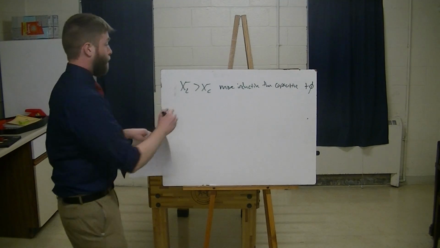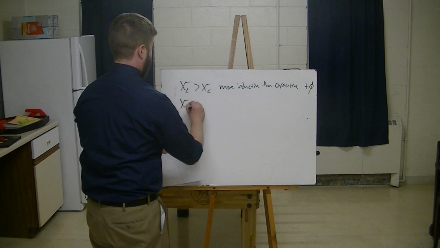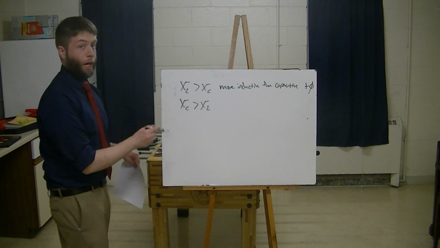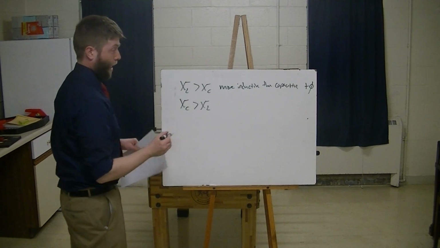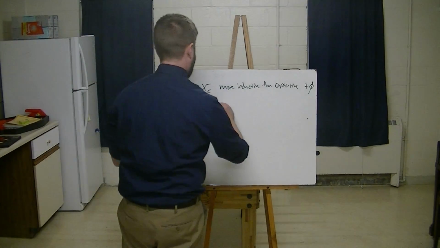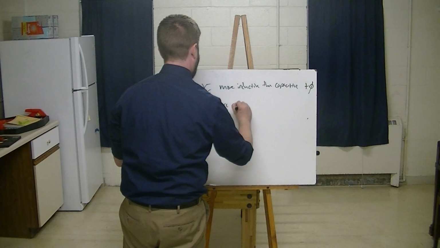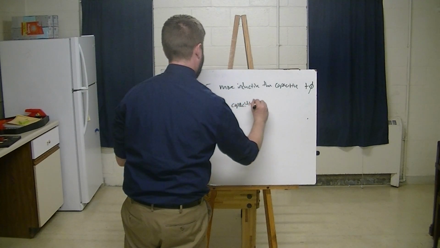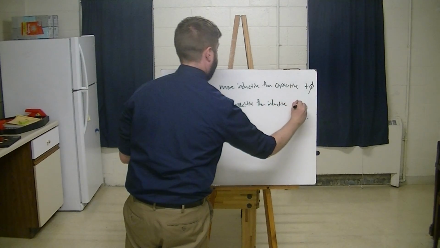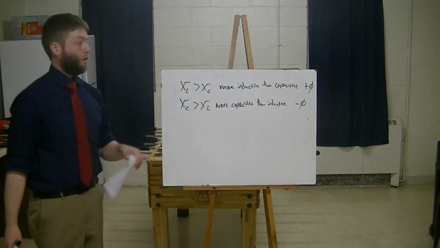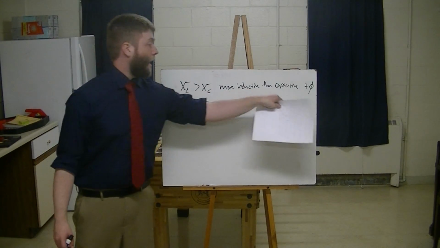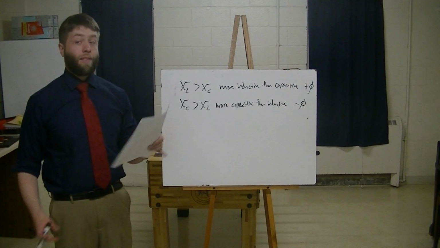If chi C is greater than chi L, so if the capacitive reactance is more than the inductive reactance, then we're going to say that this is more capacitive than inductive, and this is going to be a negative phase constant. So positive phase constant if chi L is greater, negative phase constant if chi C is greater.